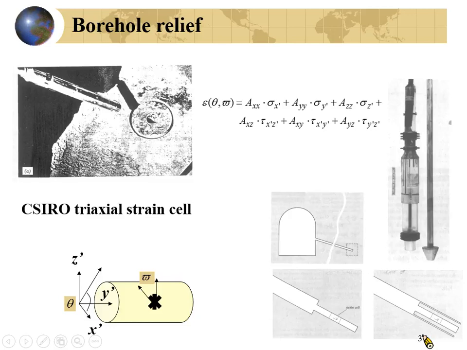And you try to insert this gauge to this location, and try to expand it, and make this strain gauge attached to the surrounding rock. And then you will overcore it. And the stress will be relieved. And those strain gauges will give you some readings here. Then you can solve the stress tensor.